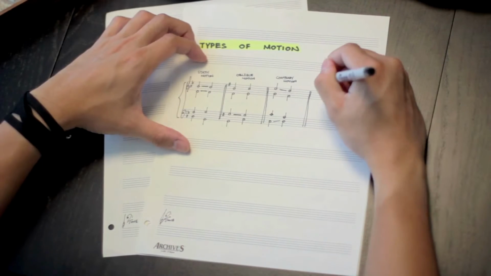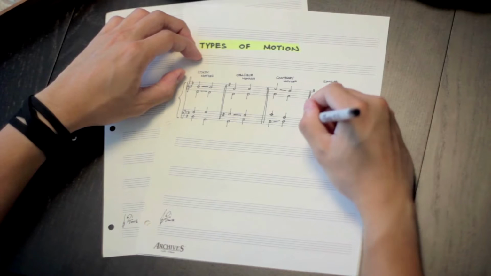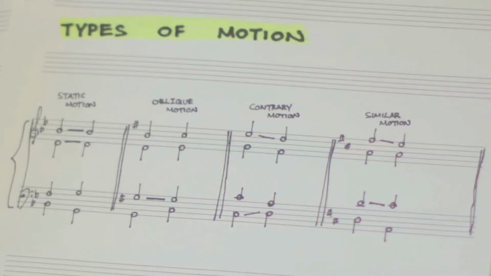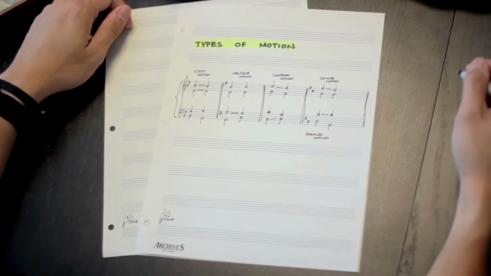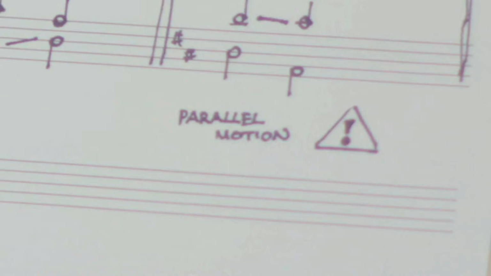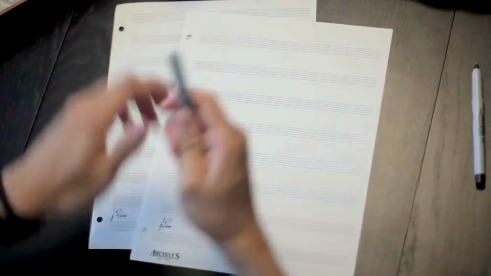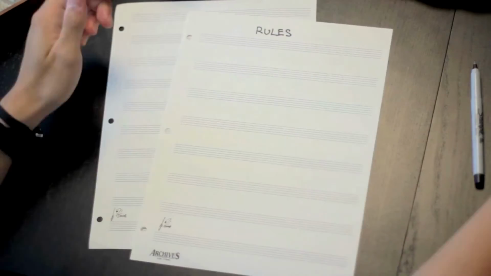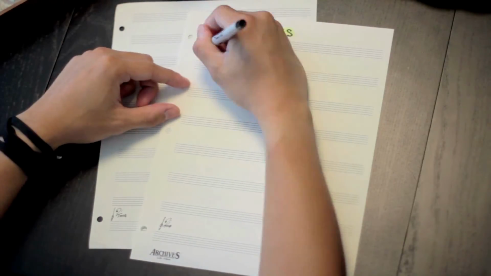Fourth is similar motion, where both voices move the same direction, either up or down, like the tenor and soprano here. A subtype of similar motion is parallel motion, where the two move not only in the same direction, but by the same interval. Be careful, this can be dangerous. More on that later. Four-part writing is defined by a set of rules that specify how the voices can move relative to each other. The first of these is spacing.